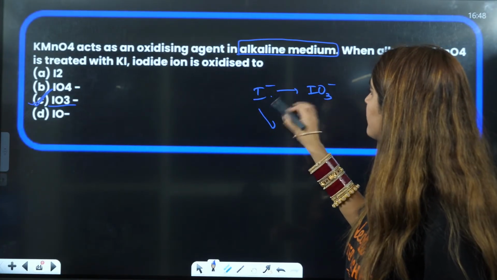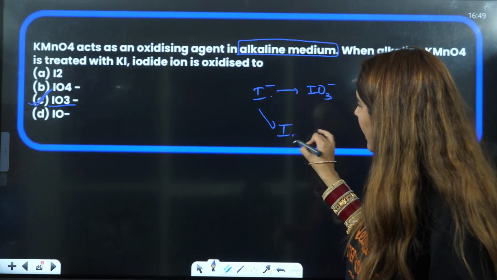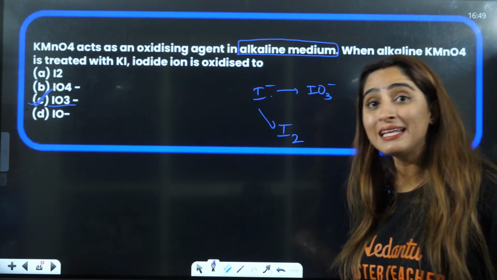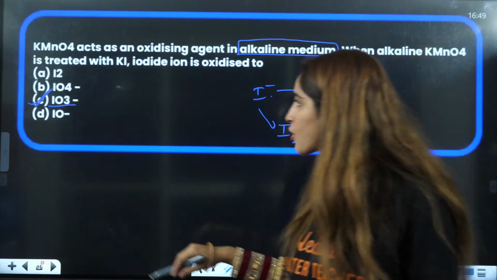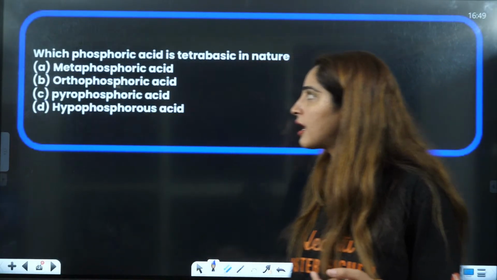I negative is converted to IO3 negative, and here I negative is converted to I2 in the acidic medium, right? So the answer here is going to be C, the correct answer.